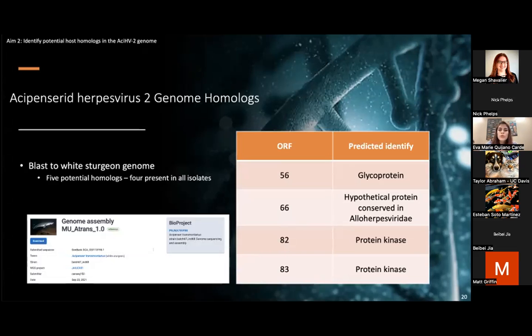3 of them had putative conserved domains consistent with a glycoprotein and 2 protein kinases, while the 4th one had no conserved domain identified and no homologous characterized protein as a match, but it is homologous with hypothetical proteins identified in other members of the Alloherpesviridae family.